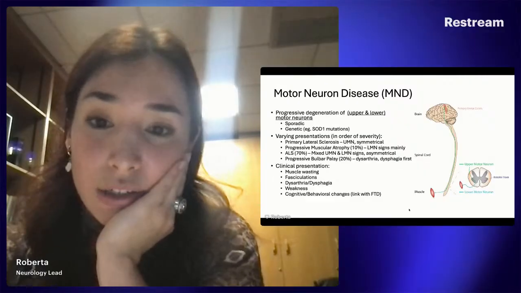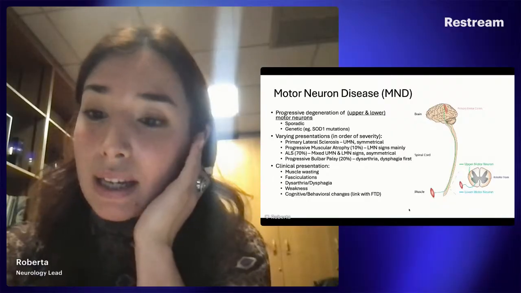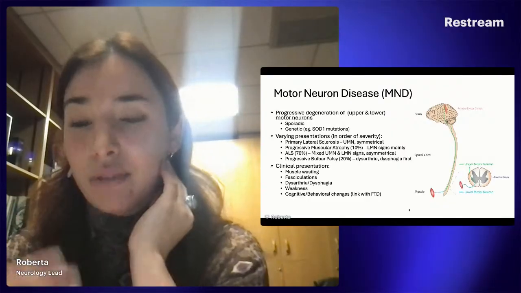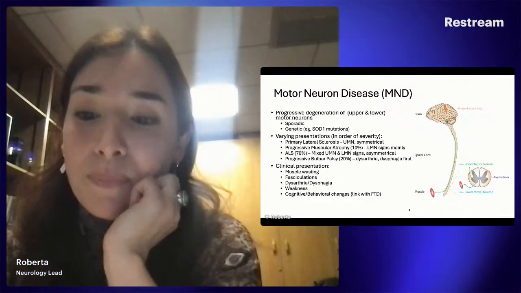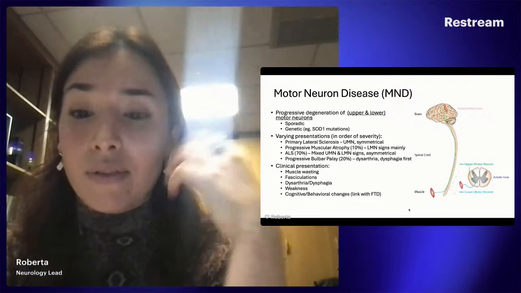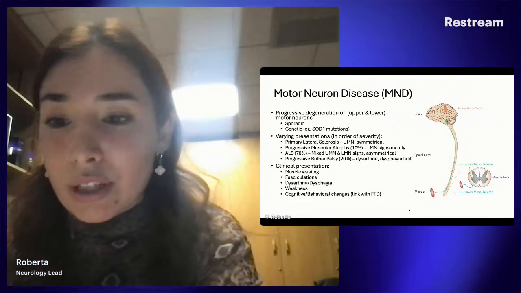The clinical presentation, as I already mentioned, affects the motor neurons, the upper and the lower, so we can get muscle wasting, fasciculations, dysarthria, dysphagia, so the bulbar muscle involvement, and weakness, obviously. But it can also cause cognitive and behavioral changes, and that is part of that association with FTD that I was talking about.